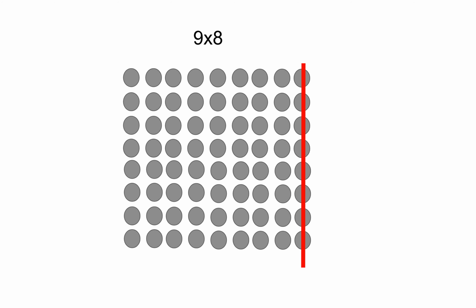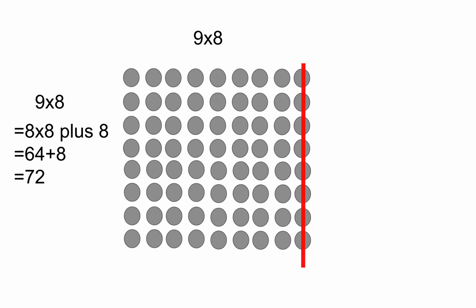Okay, so if I think of this as an 8 by 8 square with some left over, then we could use our 8 times 8 fact to figure out what 9 times 8 is, right? So this is going to be 8 times 8 plus 8 more, right? So 9 times 8 could be 8 times 8 plus 8, which is 72.